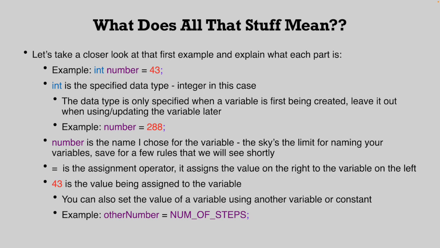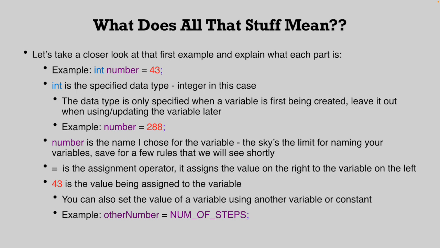Number is just the name I chose for the variable. Sky's the limit for naming your variables, except for a few rules that we will talk about shortly. The equal sign is the assignment operator, which will assign the value on the right to the variable on the left, so that whenever you use the variable name, it'll be pulling up that value, basically. And then 43 itself is, of course, just the value being assigned to the variable.